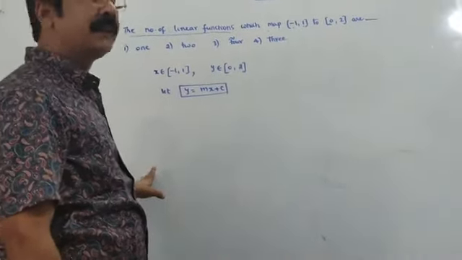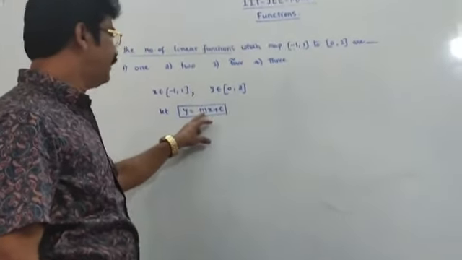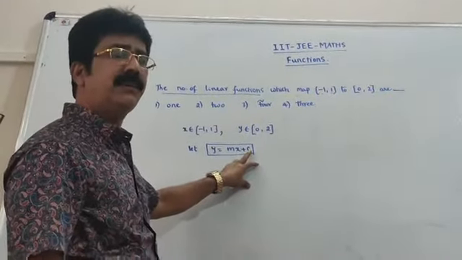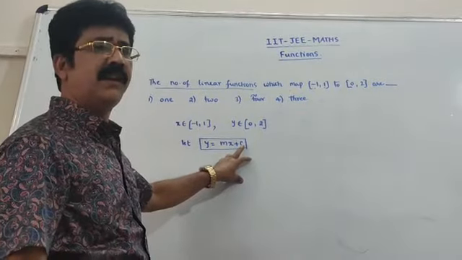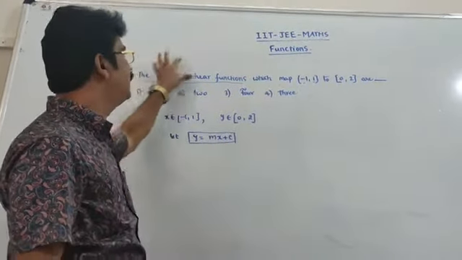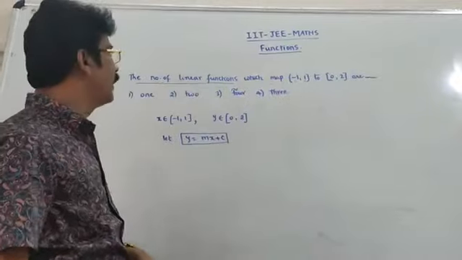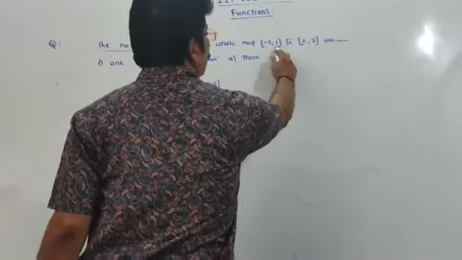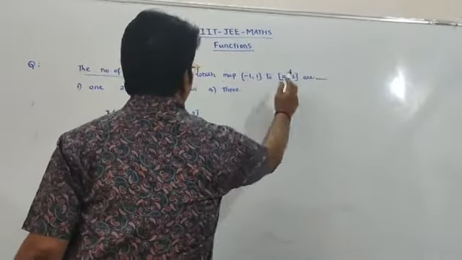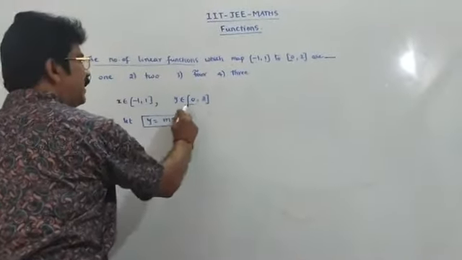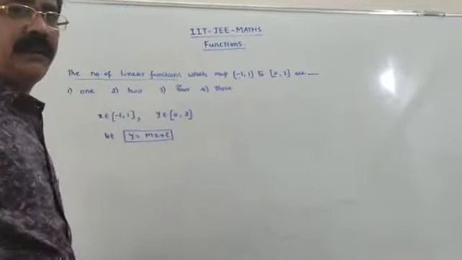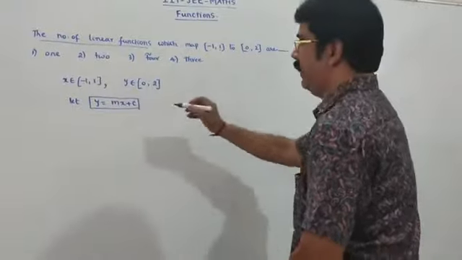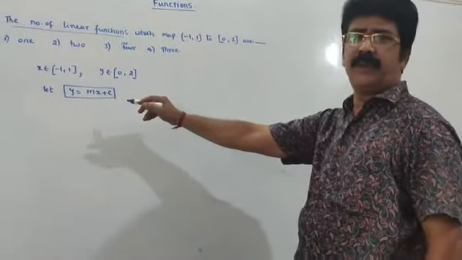What is the question? Find first the m values and c values. After that, according to the number of values of m, c, we can decide the number of linear functions, which map the closed interval [-1, 1] to the closed interval [0, 2]. So these are the x values and these are the y values. I will explain one example before finding the values of m, c.